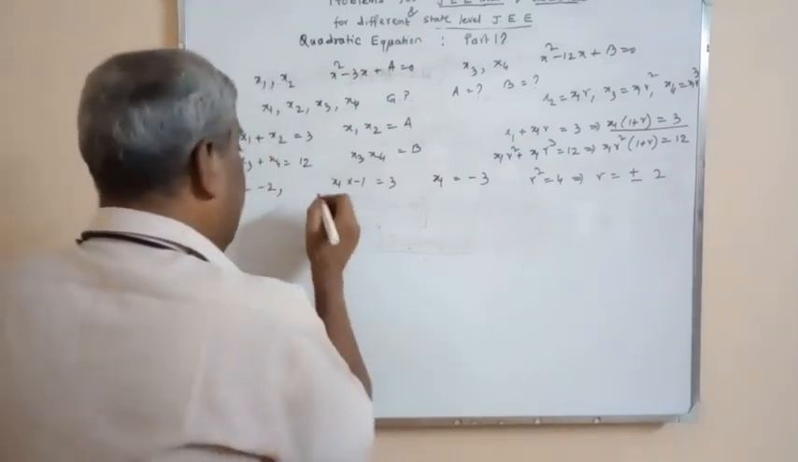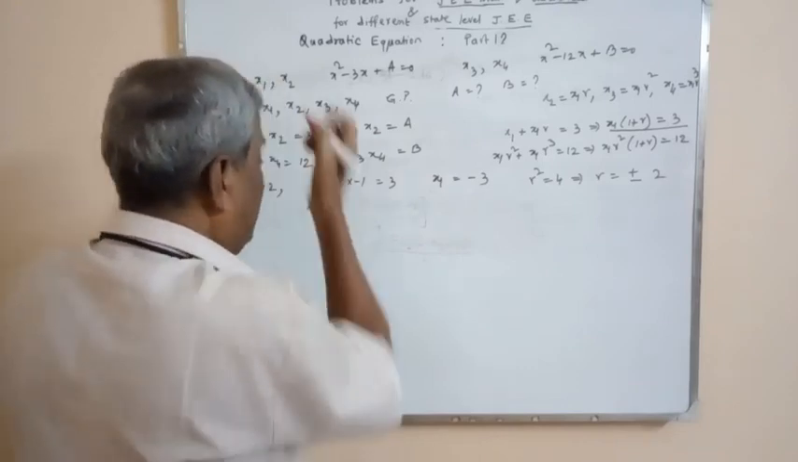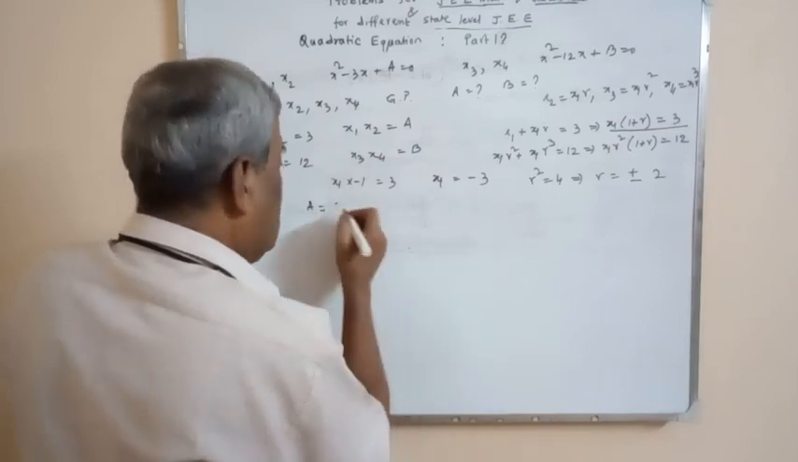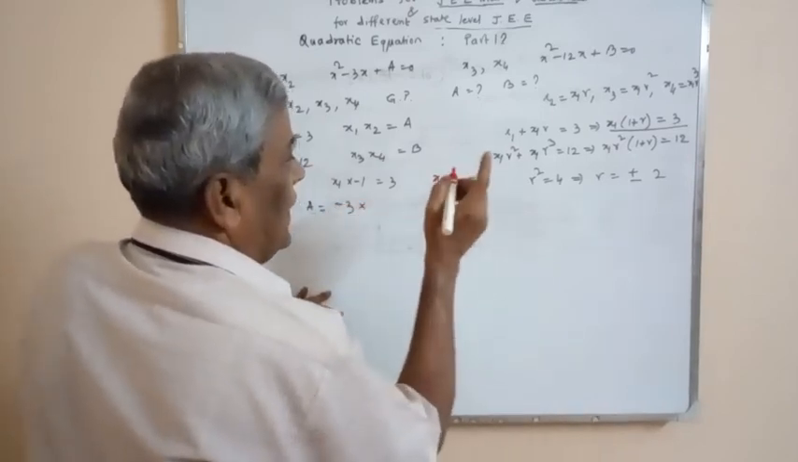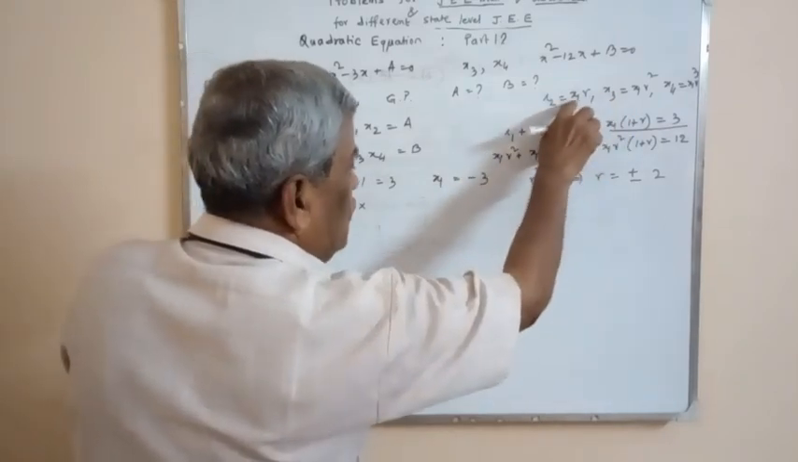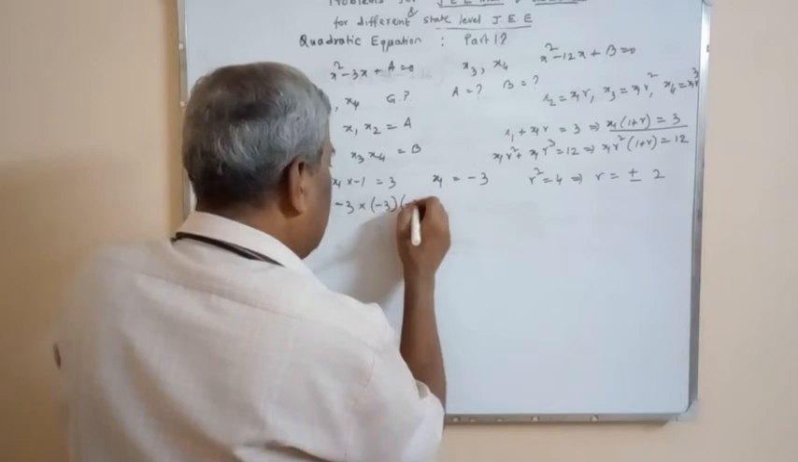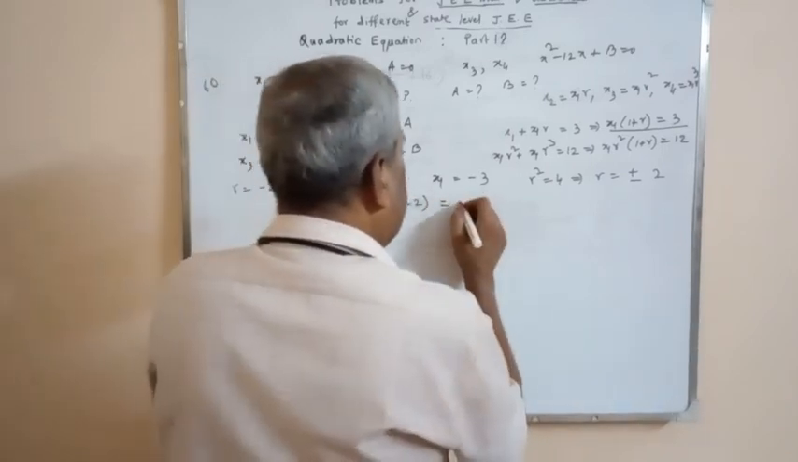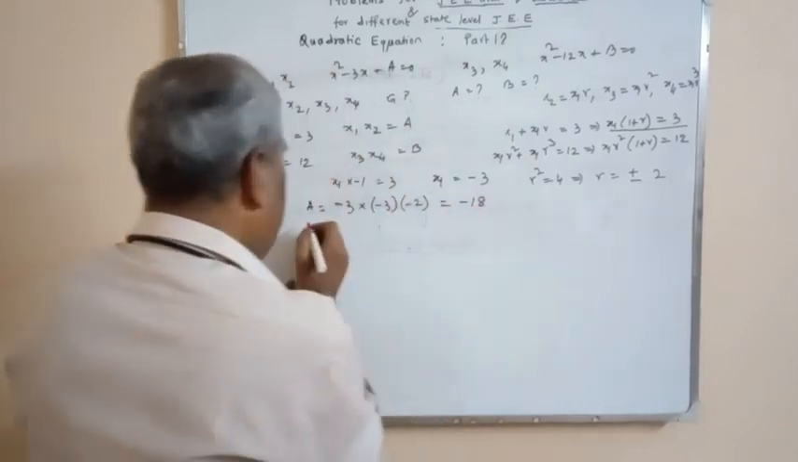Hence, a is equal to x1 into x2. x1 is minus 3 into x2, and x2 is x1 into r. x1 is minus 3, r is minus 2. So it is 9, 18 with negative sign. A is equal to minus 18.